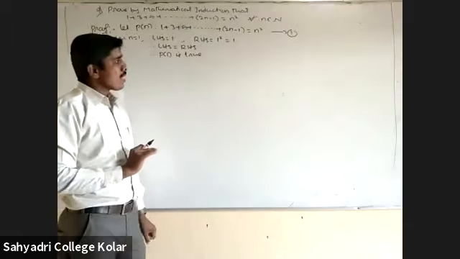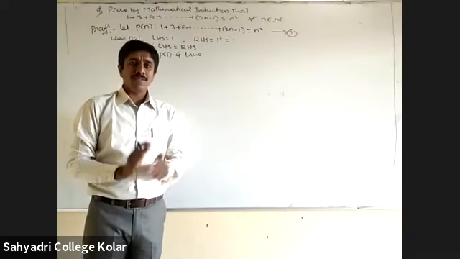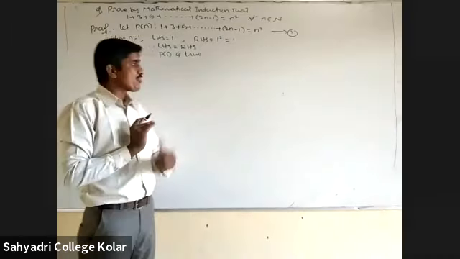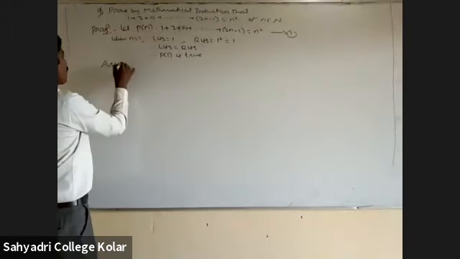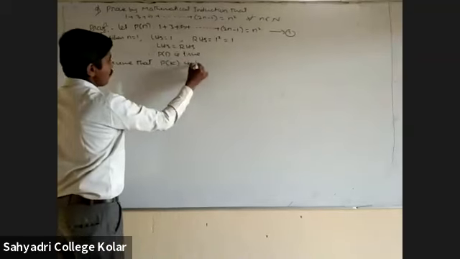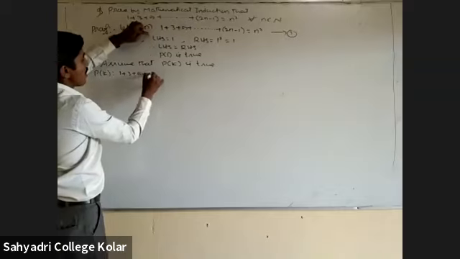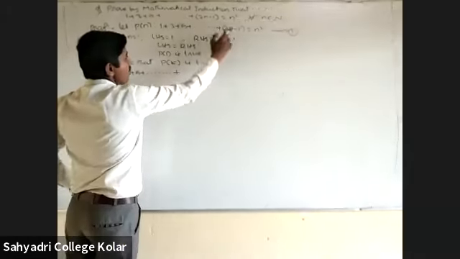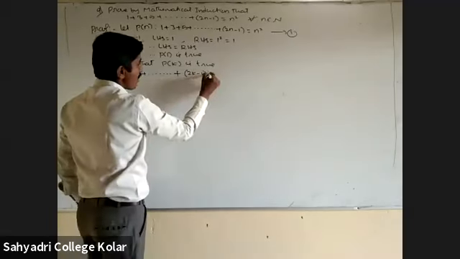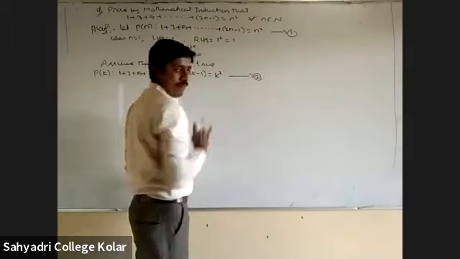First case is true. Second one, assume that the given statement is true for n is equal to k. That means assume that P of k is true. Substituting n is equal to k in equation 1, P of k stands for 1 plus 3 plus 5 plus so on plus 2k minus 1 is equal to k square. Call this equation 2.